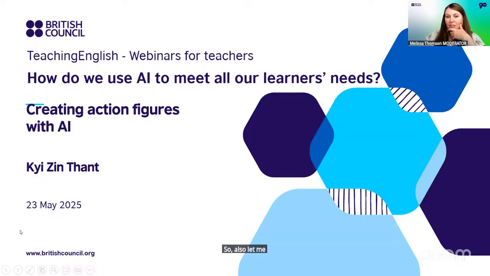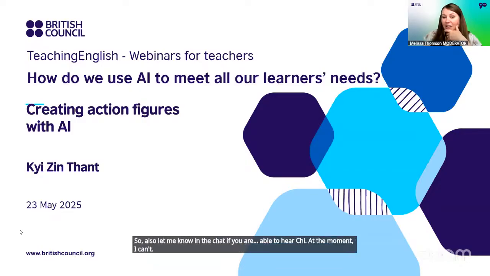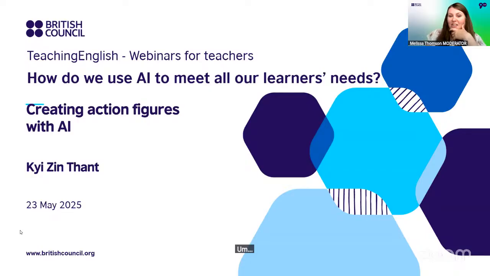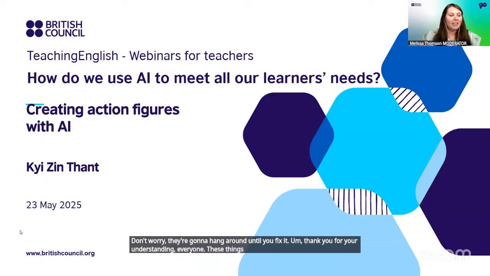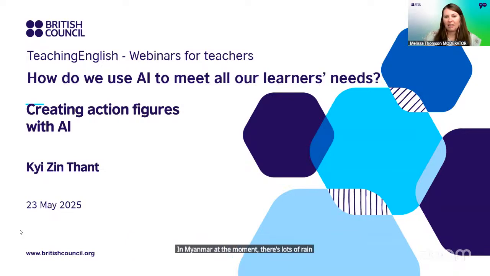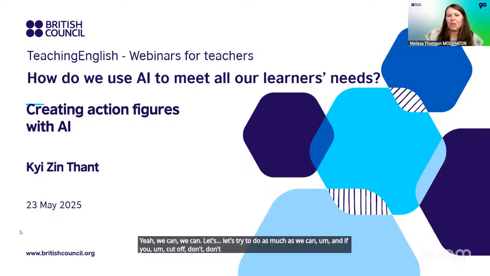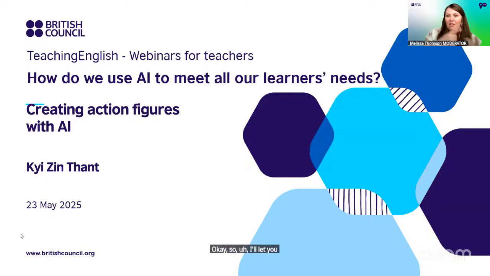So also let me know in the chat if you are able to hear Kyi. At the moment, I can't. Nazi says in the chat, don't worry, we all suffer the same issues. Don't worry, they're going to hang around until you fix it. Thank you for your understanding, everyone. These things happen in Myanmar at the moment. There's lots of rain and that's affecting the connection. Hi, Kyi, you're back. Can you hear me now? Yeah, we can. Let's try to do as much as we can. And if you cut off, don't worry. Okay, so I'll let you introduce and then I'll go to the next slide.